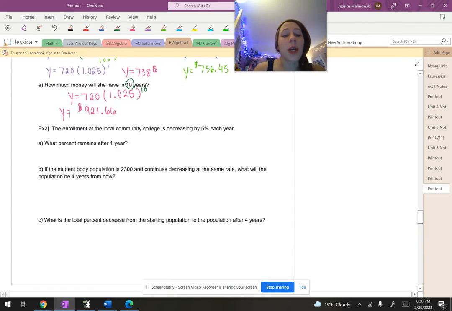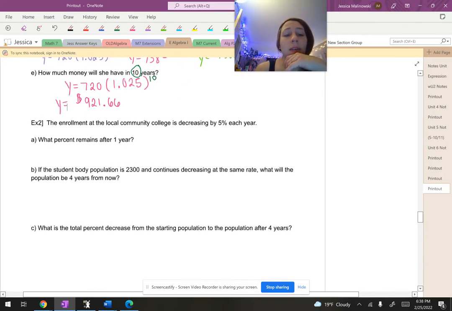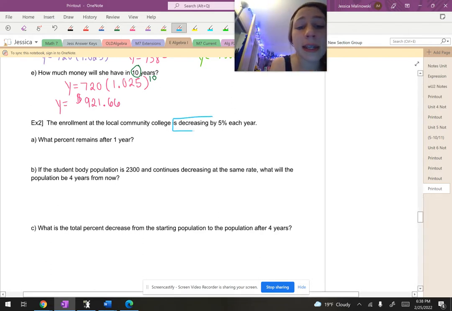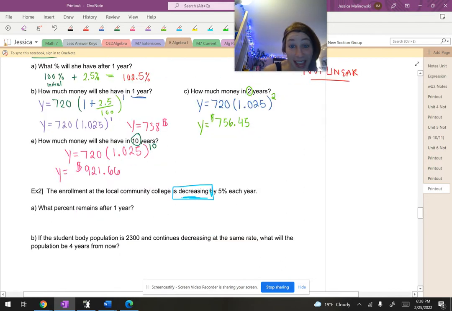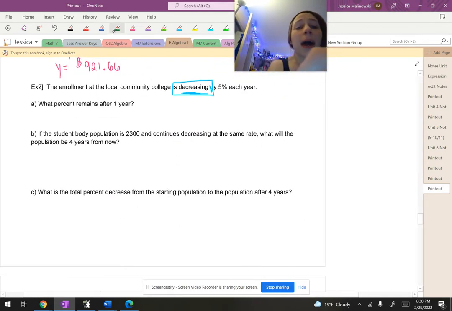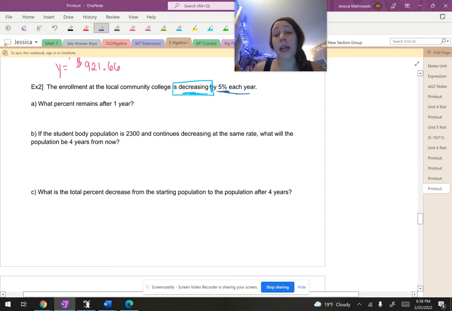All right, example number 2. The enrollment at a local community college is decreasing. Oh, hey, keyword decreasing. I bet that means when we use our handy dandy formula, we're going to be using the minus sign instead. By, as it says, 5% each year. So what percent remains after 1 year?